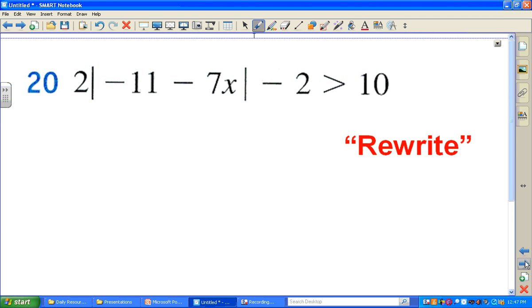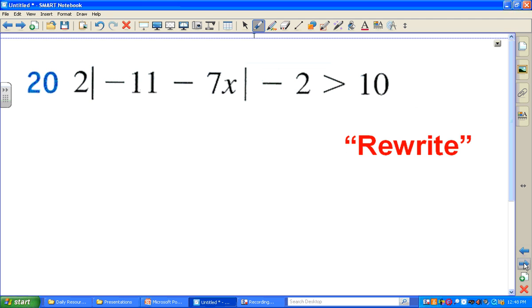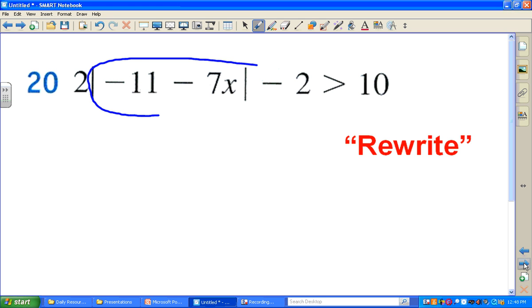Oh, this is a good point. The last statement we had, this is when the A was isolated. There was nothing else next to it. The A is isolated. So before you rewrite it, you have to isolate this. You have to isolate it first. That means get it by itself. So you're going to have to get rid of the 2, and you're going to have to get rid of the negative 2.